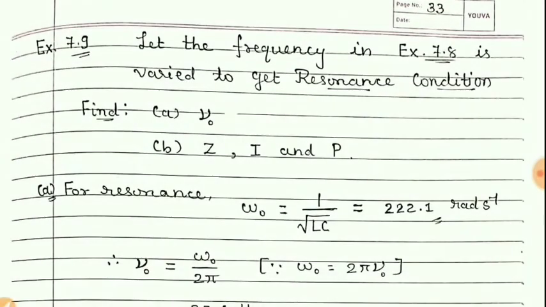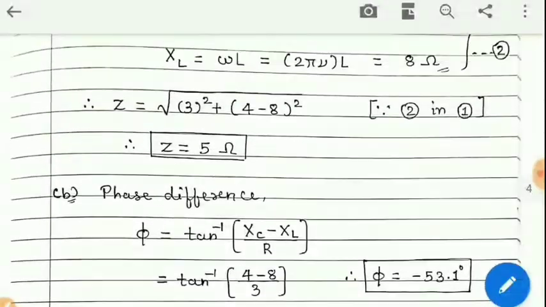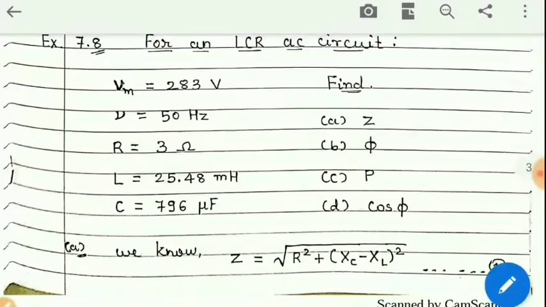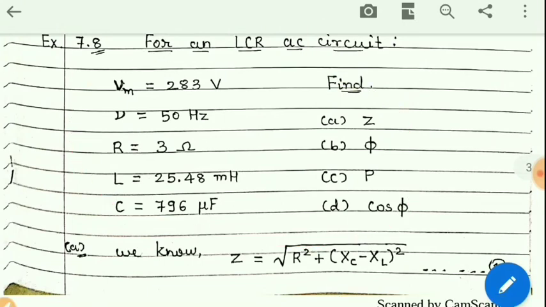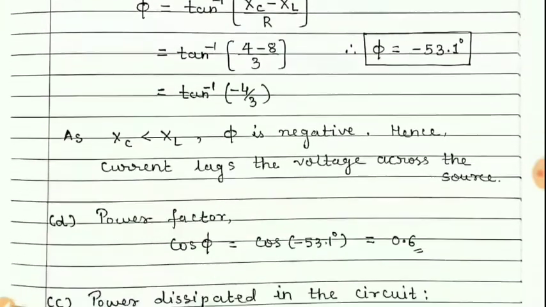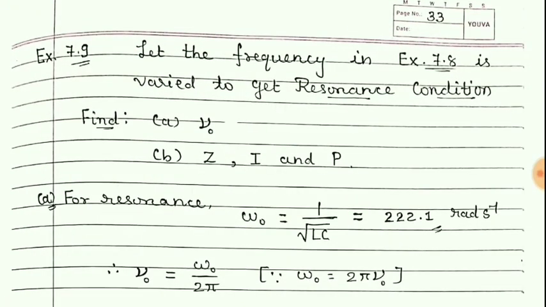Now example number 7.9. Students, for this example we have to use the given values of example number 7.8, that is this example. We have to use the values given in this example. But here the case is for resonance. Now the circuit is considered to be in resonating condition.